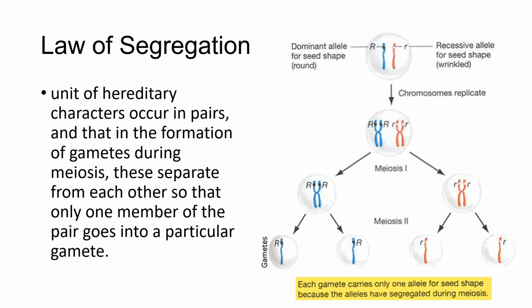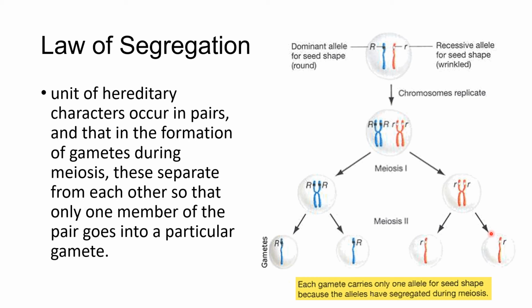So with that, why did that happen? In Mendel's law of segregation, the unit of hereditary characters occurs in pairs, and in the formation of gametes during meiosis, these separate from each other so that only one member of the pair goes into a particular gamete. So in meiosis, these will separate into individual gametes. That is one law of Mendel.